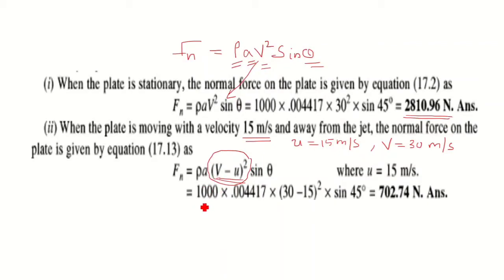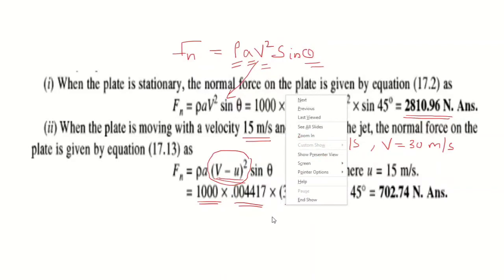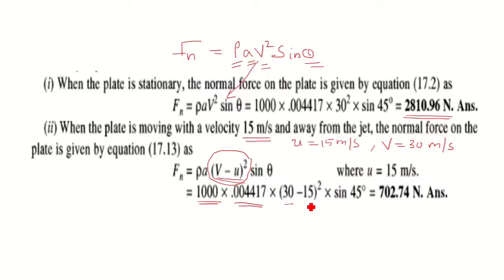So all other terms are known. Density is 1000, area 0.004417, velocity of jet 30, and the velocity of the plate 15, theta 45. So the equation becomes 702.74 Newton, which is the force exerted on the plate. This is the normal component of force, that is, if the plate is at 45 degree, its normal component, F of n.